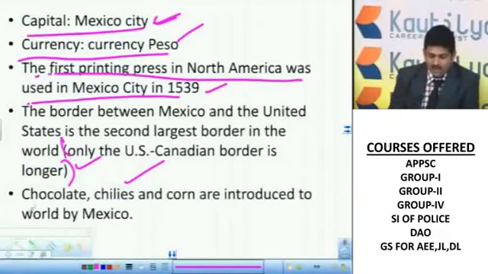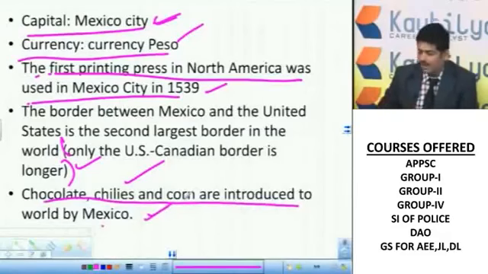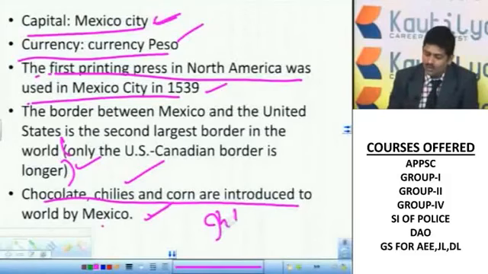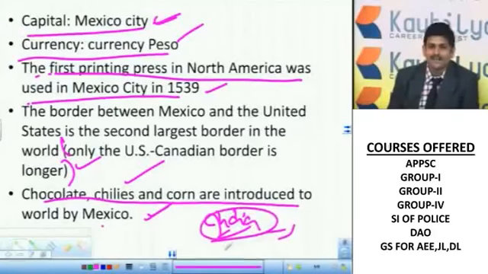Next, chocolate, chilies and corn were introduced to the world by Mexico. Again, this is a very important point. Many times they ask which of the following countries introduced chocolate or chilies or corn. Sometimes they even ask who introduced tobacco to India, who introduced sugar to India, like this kind of bits. So very important.